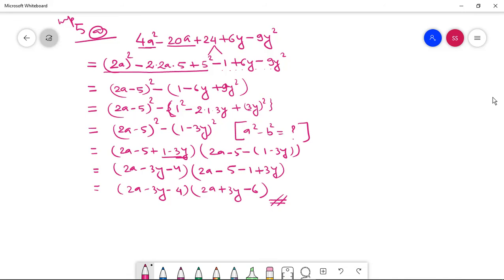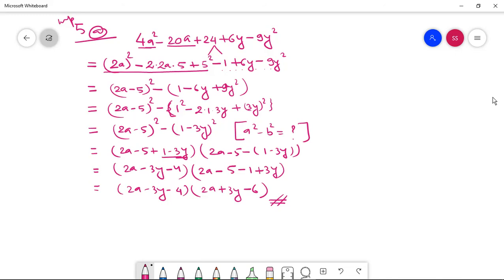So what have I done? I have done nothing. For a square I have written (2a) square, minus 20a is 2 into 2a into 5, and 24 is 5 square minus 1. Other terms are as they are. So all these three terms make a perfect square form, (2a minus 5) whole square, minus the other terms. I have taken a minus sign, minus common here, so 1 becomes plus, 6y becomes minus, and 9y square becomes plus.